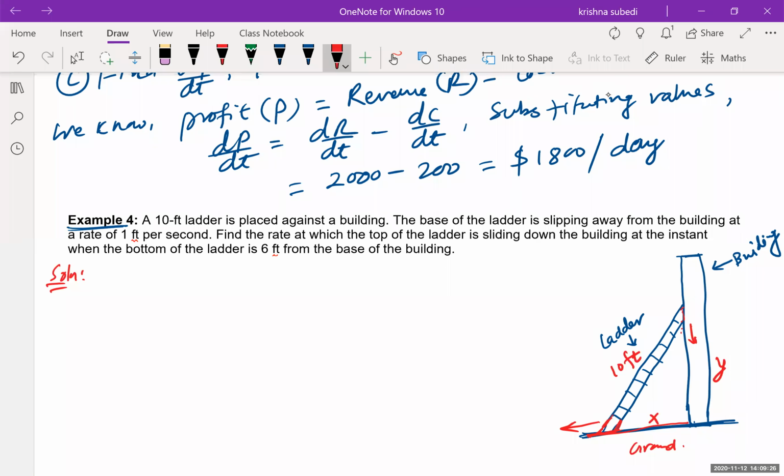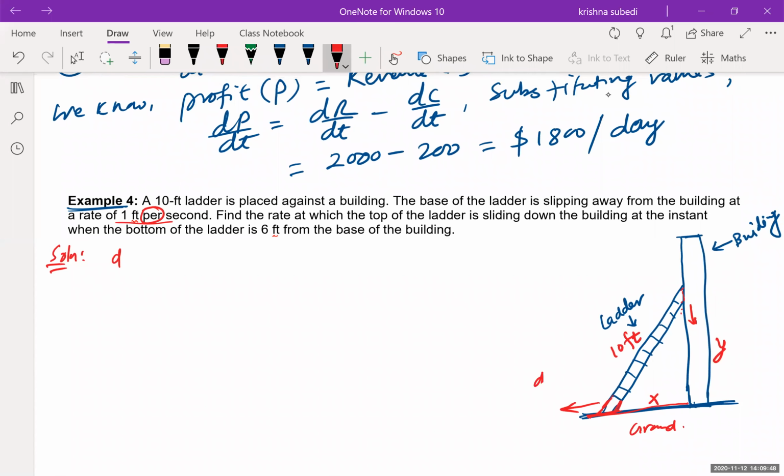Let us use the mathematical symbols to represent all the information given. Okay, the ladder is 10 feet. The base of the ladder is slipping away from the building at a rate of 1 foot per second. Look at the word per. So that means, because this is slipping away, dx over dt is 1 foot per second.